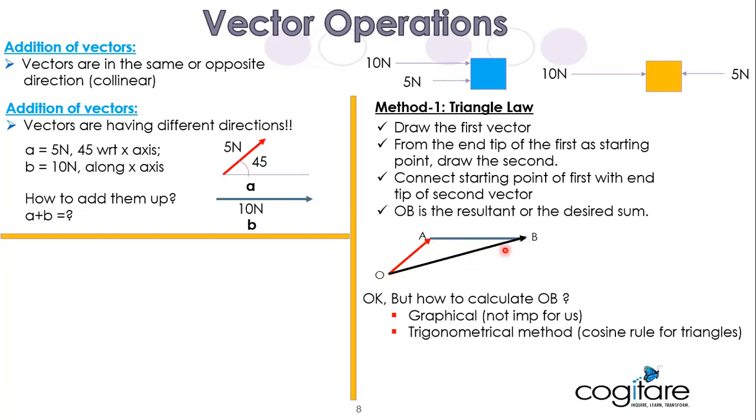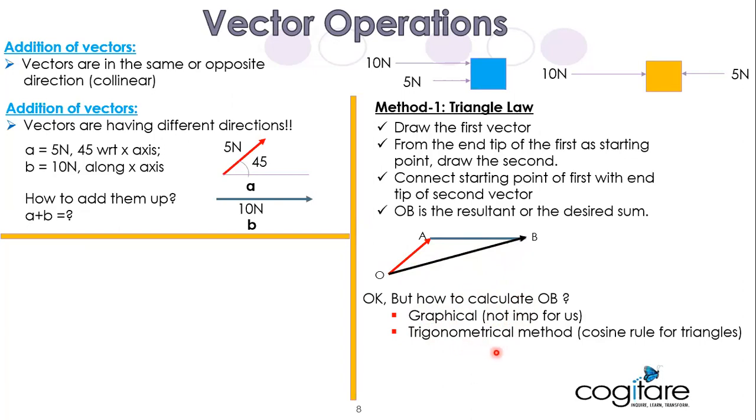Now, the method to calculate OB, we can do it using two methods. First is a graphical method. Graphical method is not very important for us because it requires a graph paper, and you need to model these vectors and calculate it. The second method we can use is the trigonometry method.